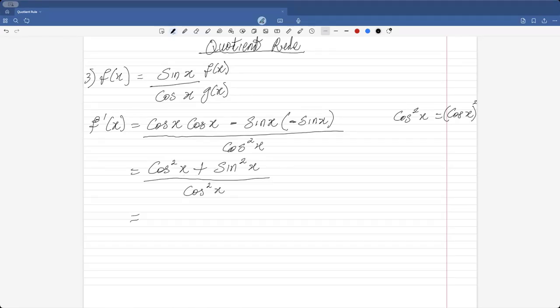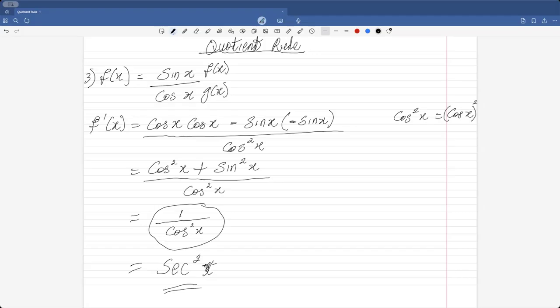Now we have the trig identity of the top is 1 over cos square x. But this is not the end. The trig identity of what we have here is nothing but sec square x. And this is the final answer for this problem.